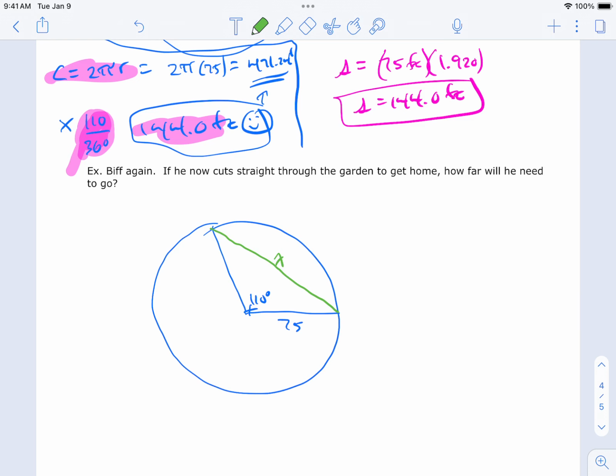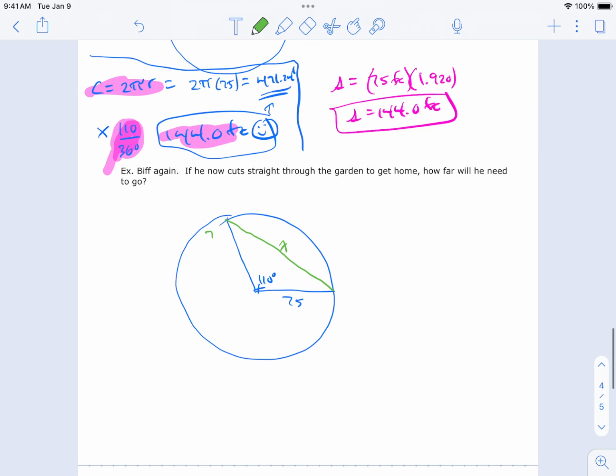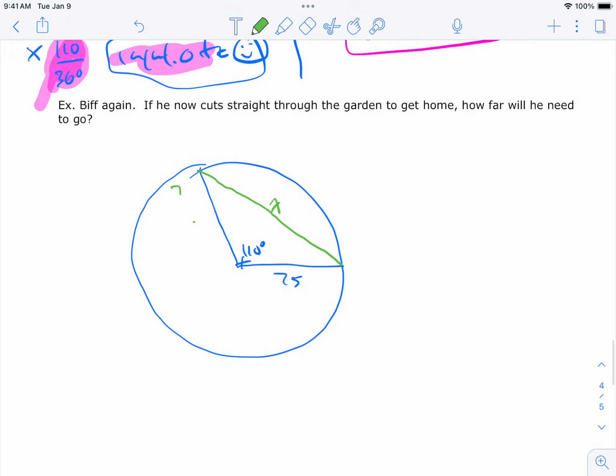Give you a hint. If that's 75, we also know that that's 75, right? Those are both radial lines. That's a hint. Here's another hint. Side angle side. I hope that's a strong hint. When you have side angle side, you're talking about law of cosines.